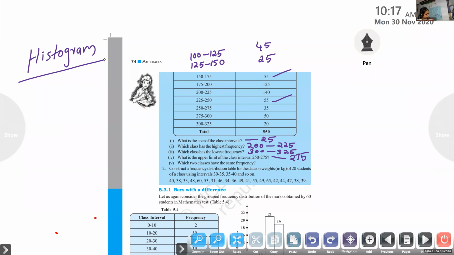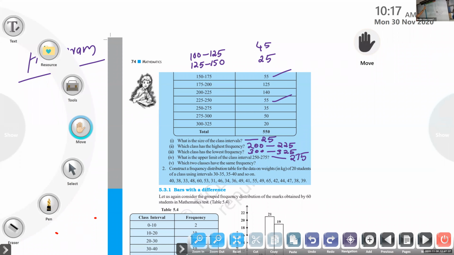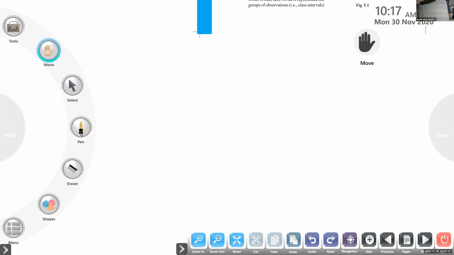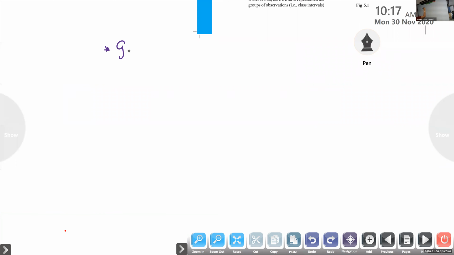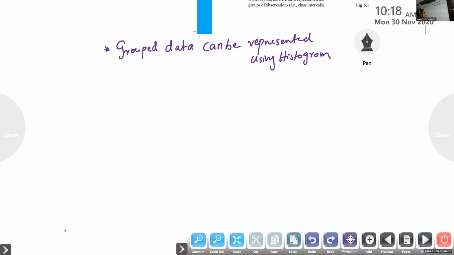Now write, all of you. Grouped data can be represented using histogram. First point about histogram: grouped data can be represented using histogram. Second point. Histogram is a special type of bar graph.